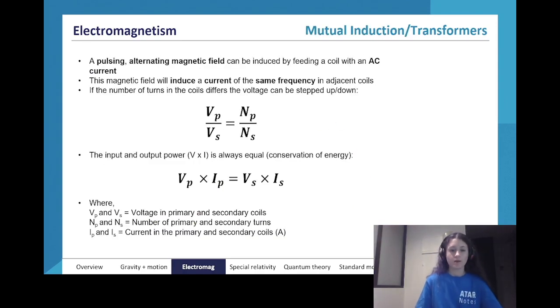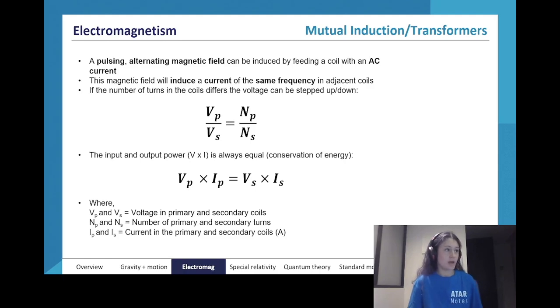Okay, getting on to mutual induction and transformers. So this topic is pretty simple. We'll go over it kind of quickly. A pulsing, alternating magnetic field can be induced by feeding a coil with an AC current. This magnetic field will induce a current of the same frequency in adjacent coils.